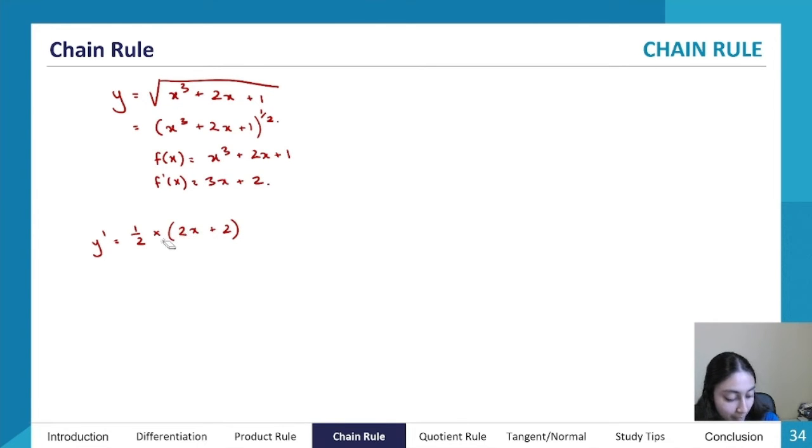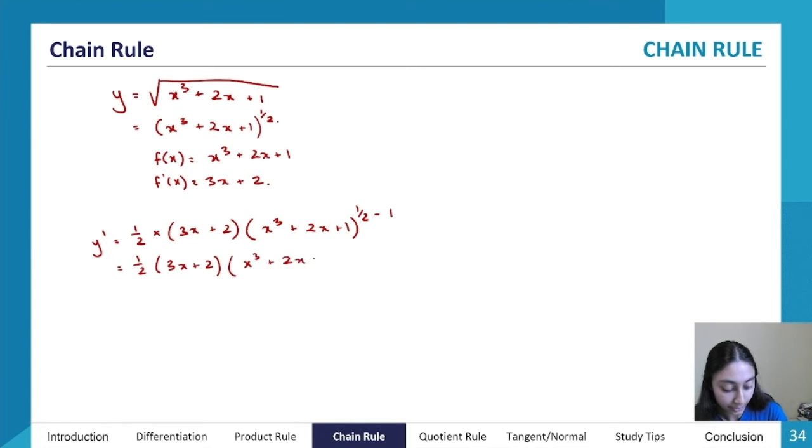Let me read that because that's gross. 3x plus 2 times my f of x, x cubed plus 2x plus 1, all to the power of n minus 1. So a half minus 1, which gets me to a half, 3x plus 2, x cubed plus 2x plus 1 to the power of negative a half.